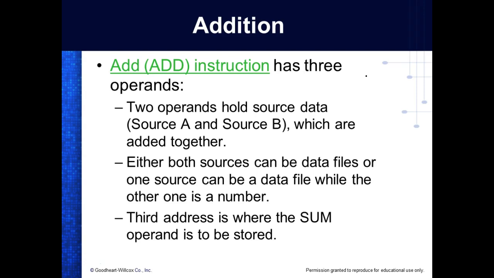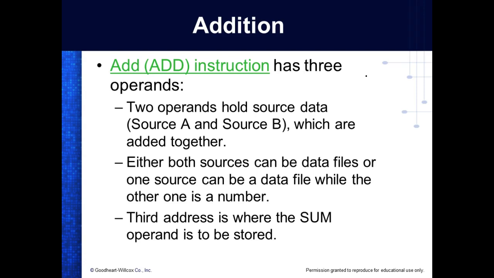Either both sources can be data files, so this would be direct addressing. One source can be a data file while the other can be a number, which would be immediate addressing. But both source A and source B would never be the numbers themselves. You understand that? You understand why? You might as well go ahead and do the math yourself, right? So if my calculator would only add 5 plus 5, what would you do with your calculator? Every time you hit equal, all you got was 10. Wouldn't be worth anything, right?